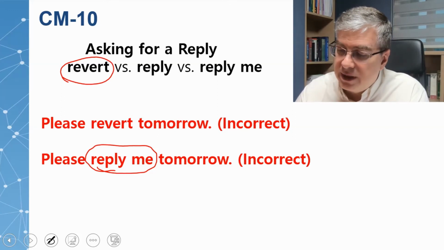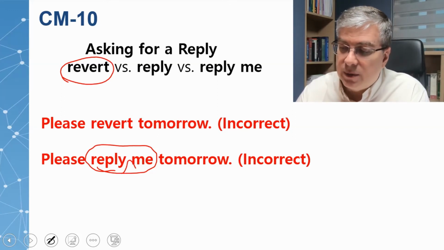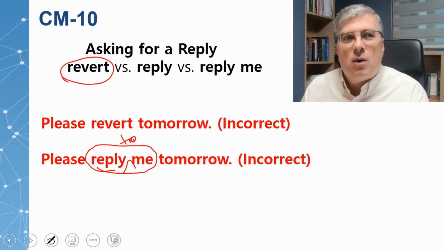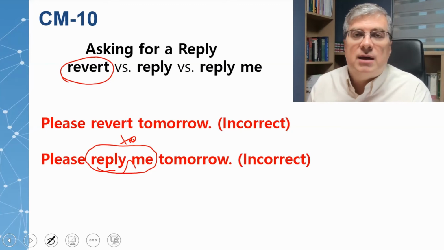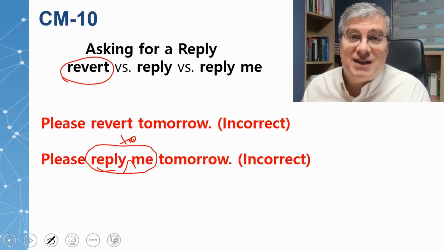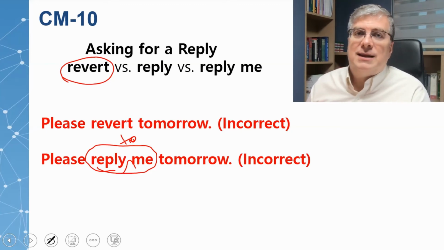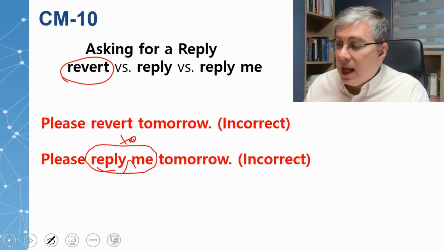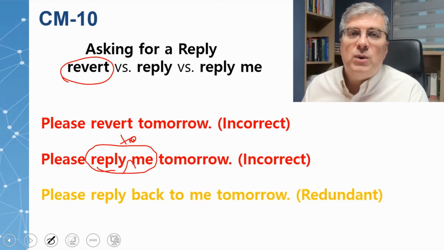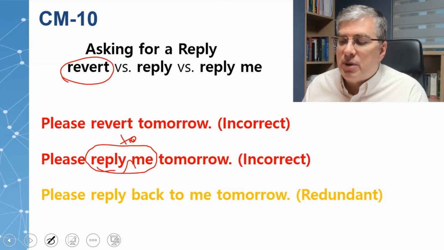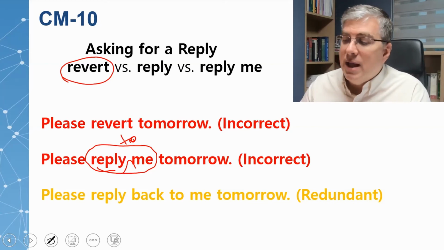You could say, please reply to me to make it grammatically correct, but not please reply me or please reply Ms. Kim. If you want somebody to reply to Ms. Kim, don't write please reply Ms. Kim, because that's not grammatically correct. However, I would suggest this is redundant. There's no reason to write this. Please reply back to me tomorrow.